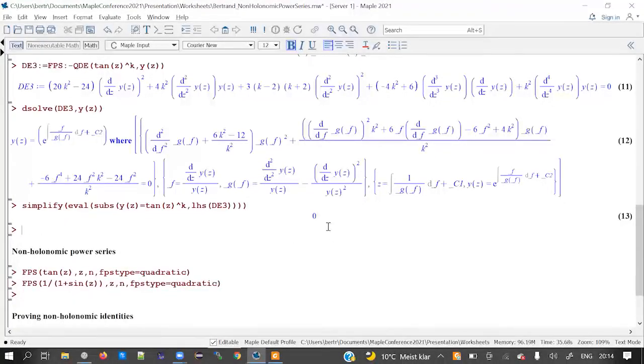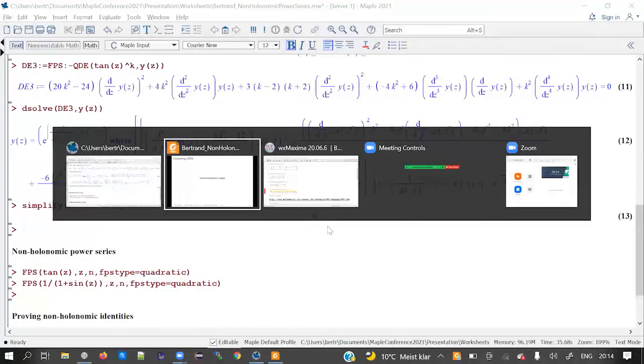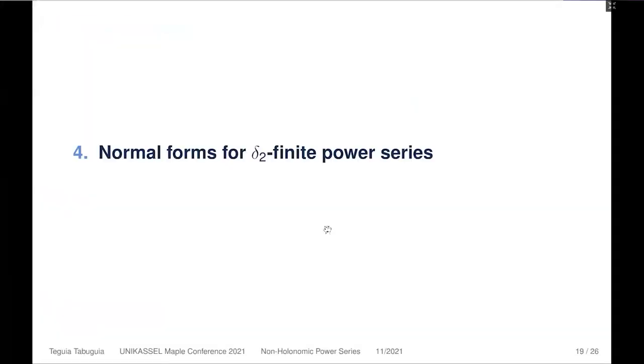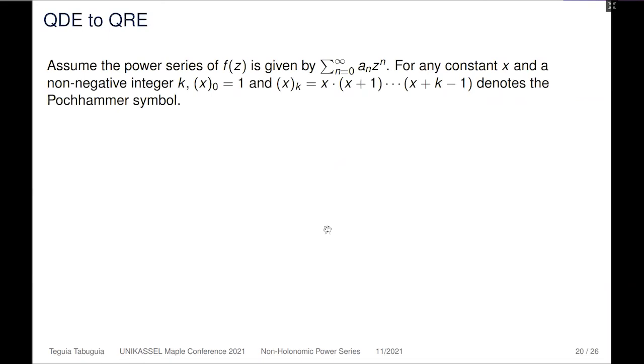We get 0. Now, let us move to the next step, write normal forms of the delta 2 finite power series. We assume that the power series of f is given by this expression here. Note that the Laurent series case can always be reduced to this particular case.